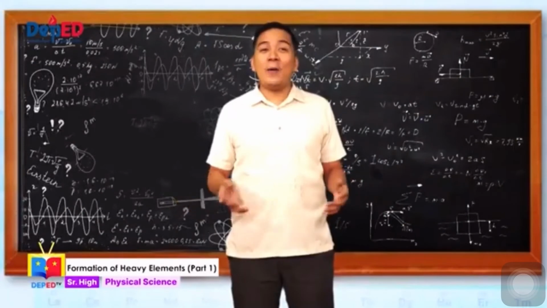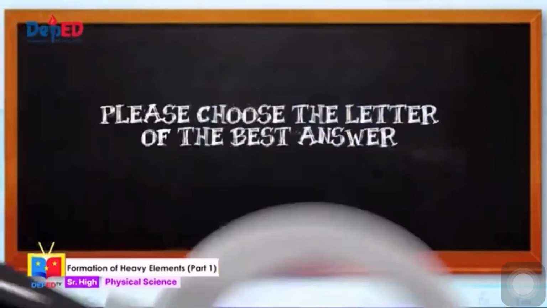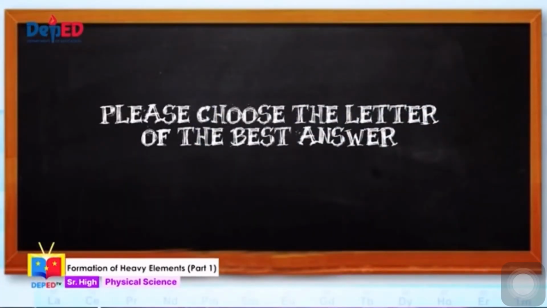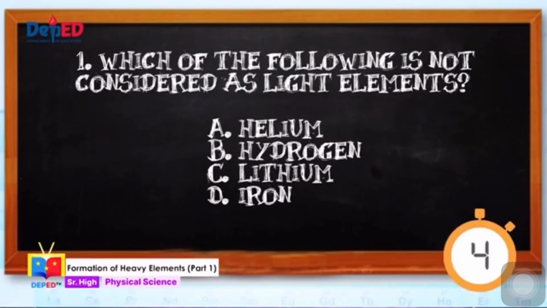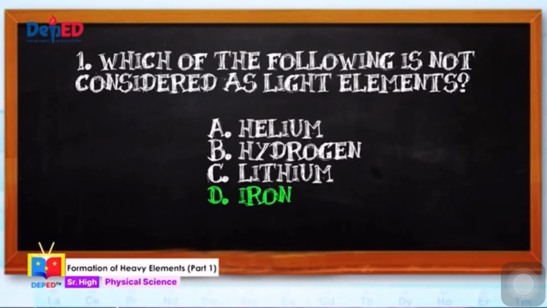Now it's time to show how much you have learned. Please choose the letter of the best answer. Let's start with an easy one. Question number 1. Which of the following is not considered as light elements? A. Helium, B. Hydrogen, C. Lithium, or D. Iron? The answer is D. Iron.